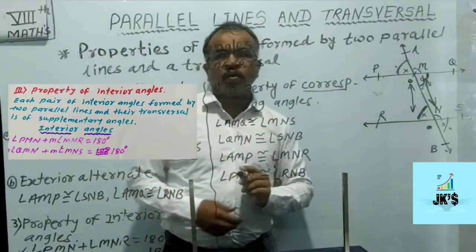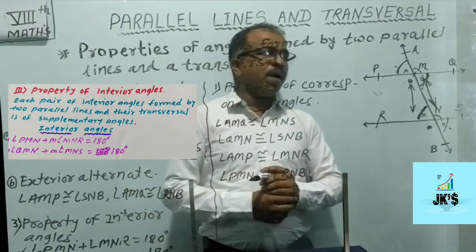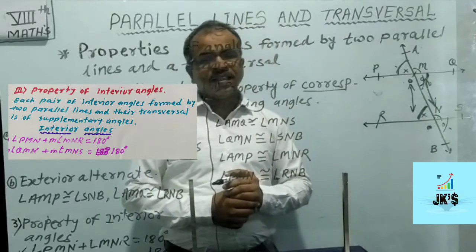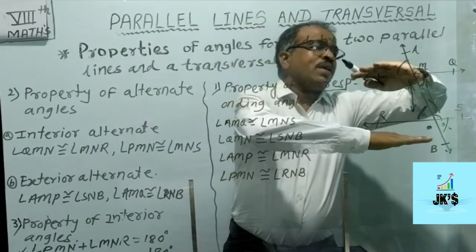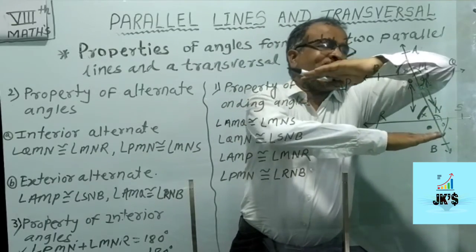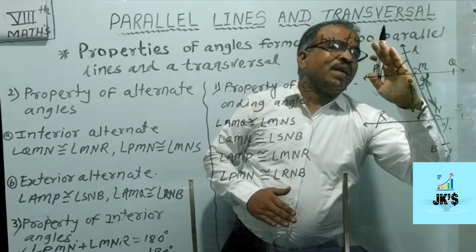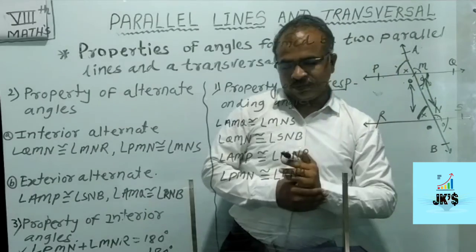These are the properties of angles formed by two parallel lines and a transversal. PQ and RS are parallel lines and AB is their transversal. Okay.